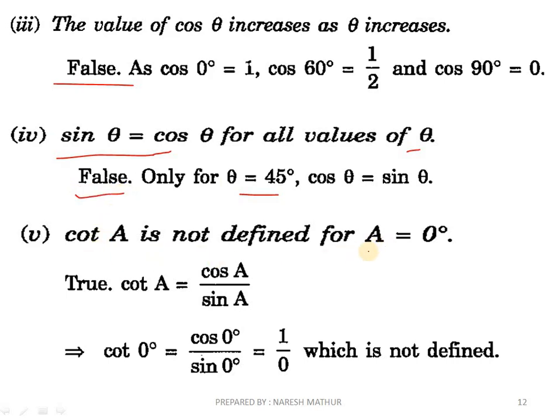Cot A is not defined for A equals to 0 degrees. So cot is what? Tan theta is sin by cos, and cot will be cos by sin. Cos 0 by sin 0. Yes, sin 0 is equals to 0. So something upon 0 is always not defined.